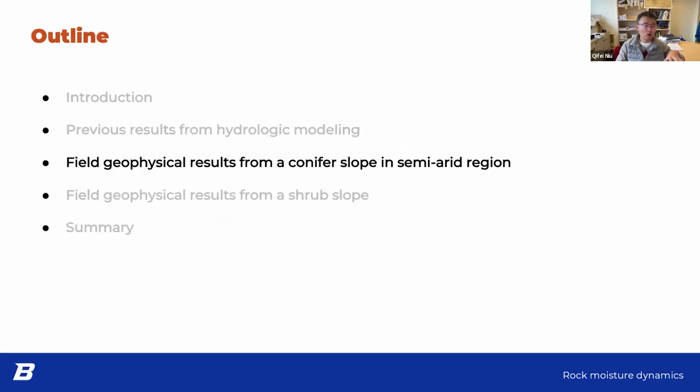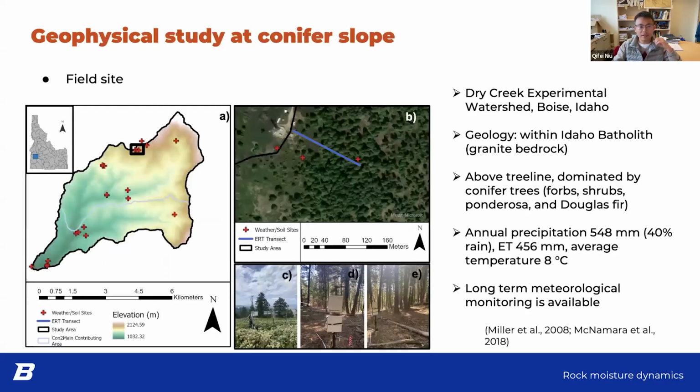So what we are trying to do is collect some field data to see whether the conclusion we found from hydrological modeling can be supported by field data or not. Let's look at the first site. The first site is somewhere we call Lower Deer Point, at this location of the Drag Creek. And here are some figures showing what the site looks like.